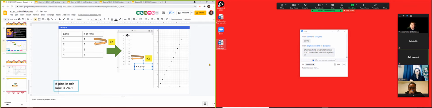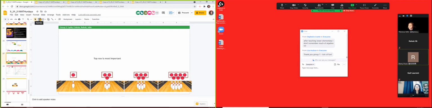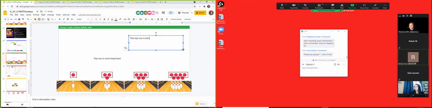And so using this as our foundation, let's head down to slide 27. And this group said, hey, the most important thing to know here is the top row. So group, can you tell us what's so important about the top row? And so once you know that, how does that help you figure out how many pins are there?